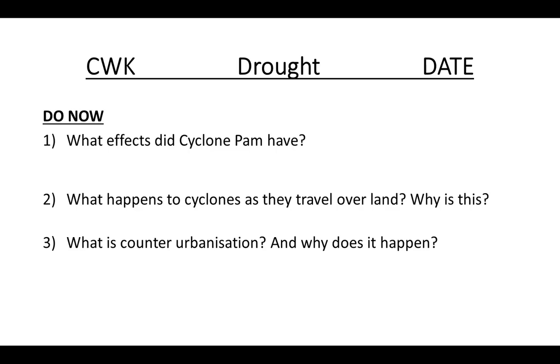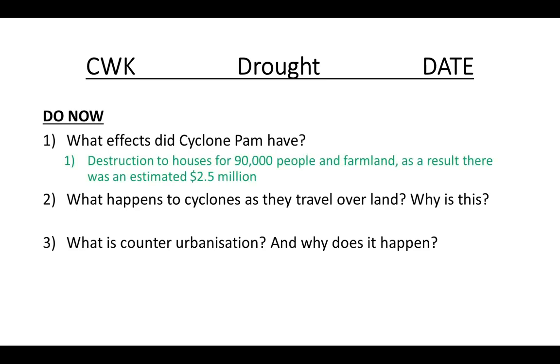Okay, so let's go through some of the answers here. So what effects did Cyclone Pam have? Well, a wide range of possible answers for this question. Destruction to houses for 90,000 people is a really important one, but also the farmland that was damaged. As a result, there was a loss of an estimated $2.5 million. So a huge social impact in terms of the loss of housing, but a huge economic impact in terms of the cost to the economy and the people.